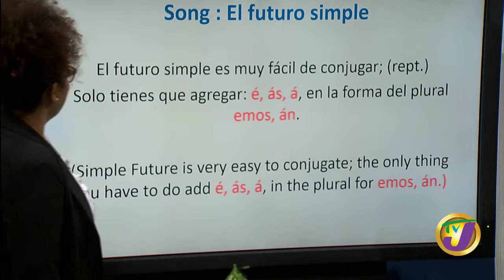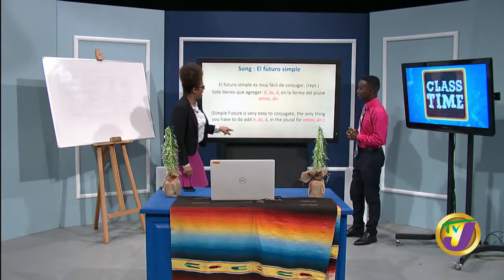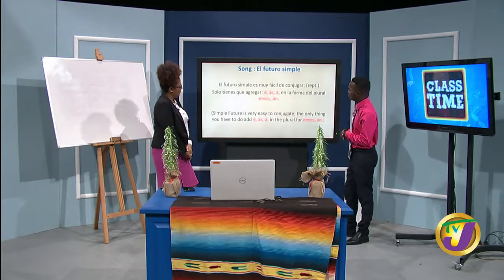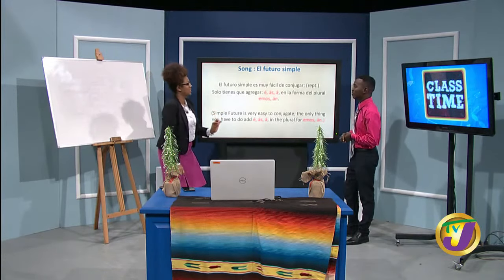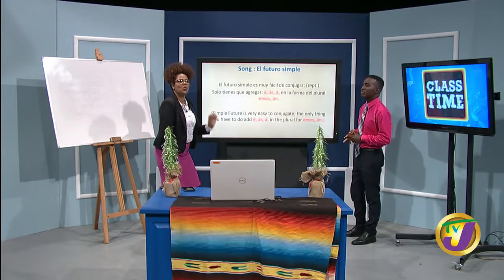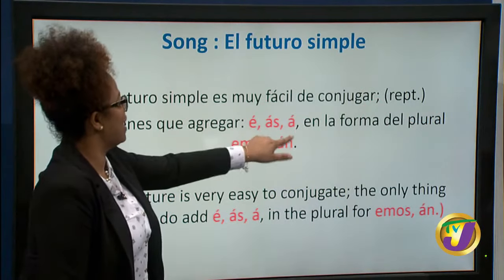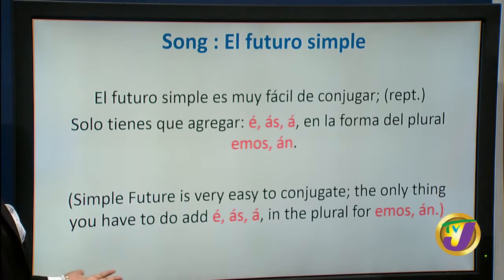Muy bien. So now, right? You notice "solo tienes que agregar." What does agregar mean? So you have simple future tense. It's very easy to conjugate. The only thing that you have to do is to add the ending: e, as, a, emos, an.